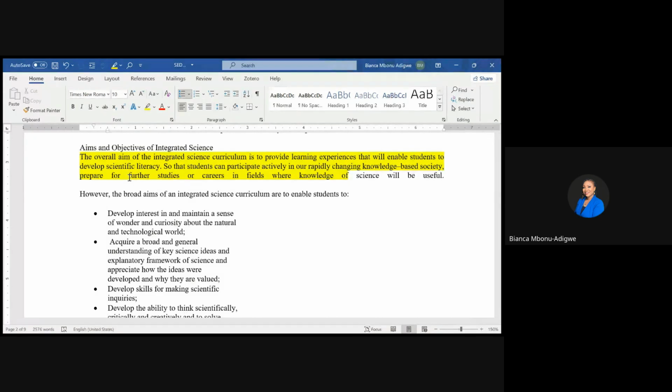Objectives of teaching science. Why do we teach science? Let's hear from those that have been following. Okay, ma'am, you can raise your hand. Go ahead. So, to encourage and enable students.